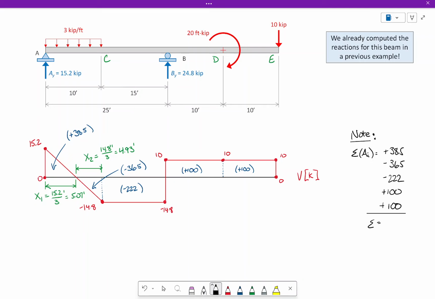Negative 20. What has it been for every problem we've been doing up until now? It's been 0. In this case, it's not 0. It's negative 20. So why do we see the value 20 magically showing up on this problem? That's the 20-foot kip moment, right?